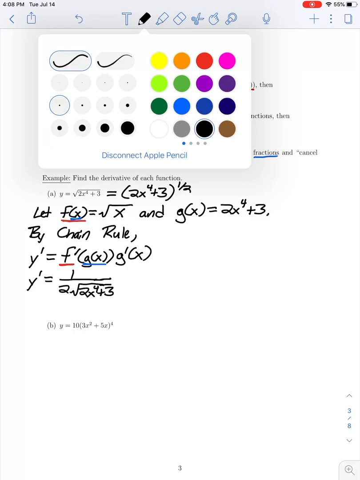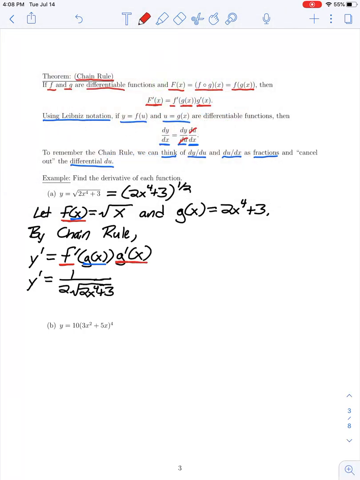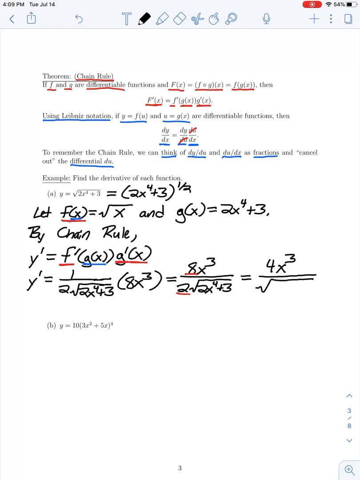And then we have to multiply by the derivative of our inner function, g. So here, the derivative of g using the power rule would be 8x cubed. So if we want to simplify a little bit, we could rewrite this as 8x cubed divided by twice the square root of 2x to the fourth plus 3. And then we can simplify this ratio 8 divided by 2 as 4x cubed divided by the square root of 2x to the fourth plus 3. So this would be our expression for the derivative of y.